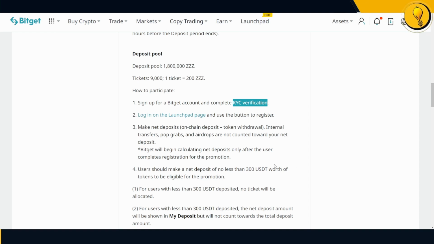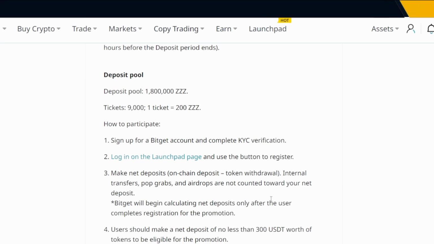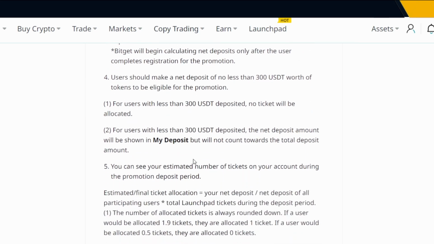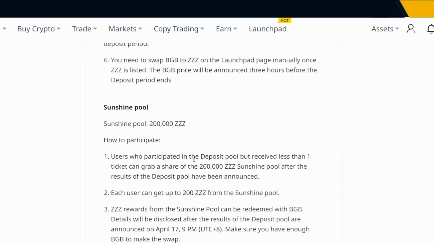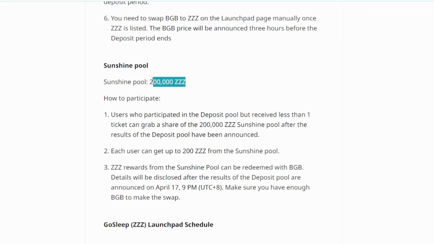Alrighty, now in addition to that, what happens if you do not get allocated a ticket? Well, here's what happens. There are 2 pools. One is the main deposit pool, wherein there are 1.8 million ZZZ tokens up for grabs, but there's another pool, more like a consolation prize. It's called a sunshine pool. In the sunshine pool, there are 200,000 ZZZ tokens up for grabs.